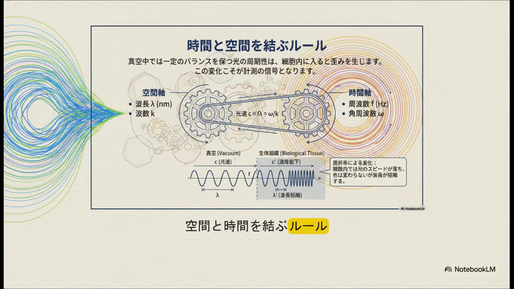And here's where it gets fascinating. In the world of light, space and time are locked together like gears. So what happens when light travels from a vacuum into biological tissue, like a cell? Well, the light actually slows down, and its wavelength gets squeezed shorter. But the other gear, the color or temporal frequency, stays exactly the same. That physical distortion of light inside the cell, that is exactly the biological signal we're trying to measure.